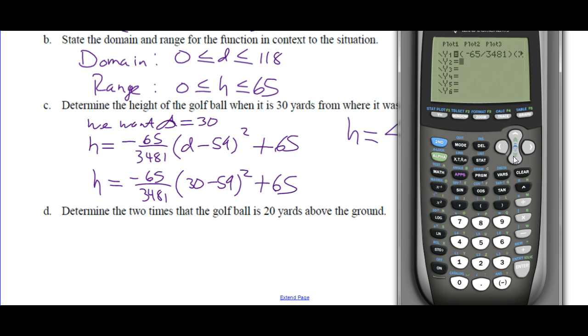And we want it to be at a y value, a height of 20 yards above the ground. Okay, and we need a window, but we know our window, right? I mean, this goes from 0 to, I'm just going to say 120 for graphing instead of 118. And let's go by tens. And this goes from 0 to, let's go to 70, because if I go to 65, it's going to hit right up against the top, and I'd rather see a little bit more. And let's go by tens, hit graph.